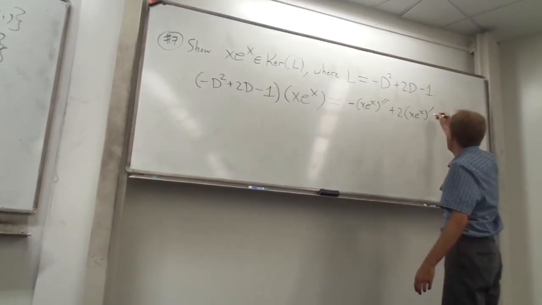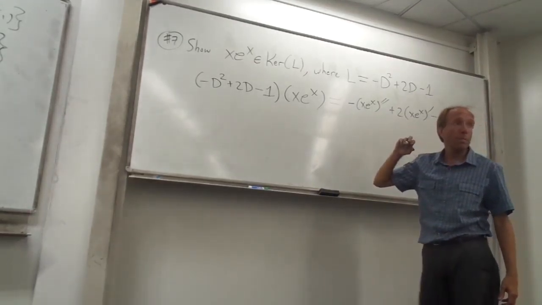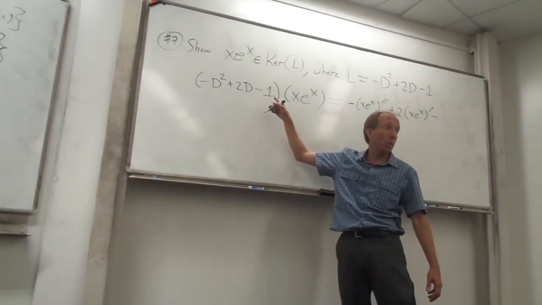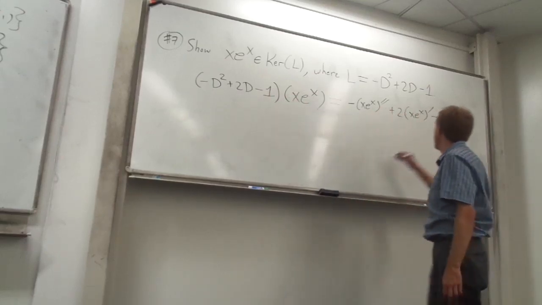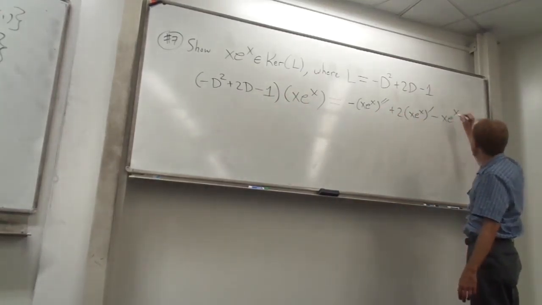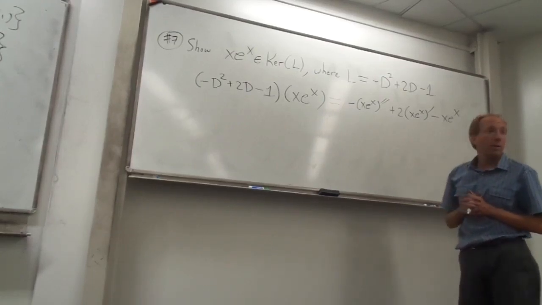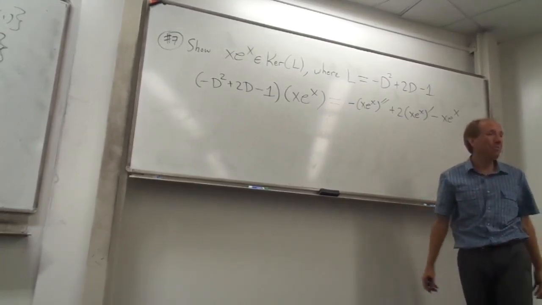Okay? And then minus, some people make a mistake on this and they just write minus 1. Don't forget the minus 1 is being multiplied by x e to the x also. So I have to subtract x e to the x here. Okay? And now you just have to make sure you get 0.